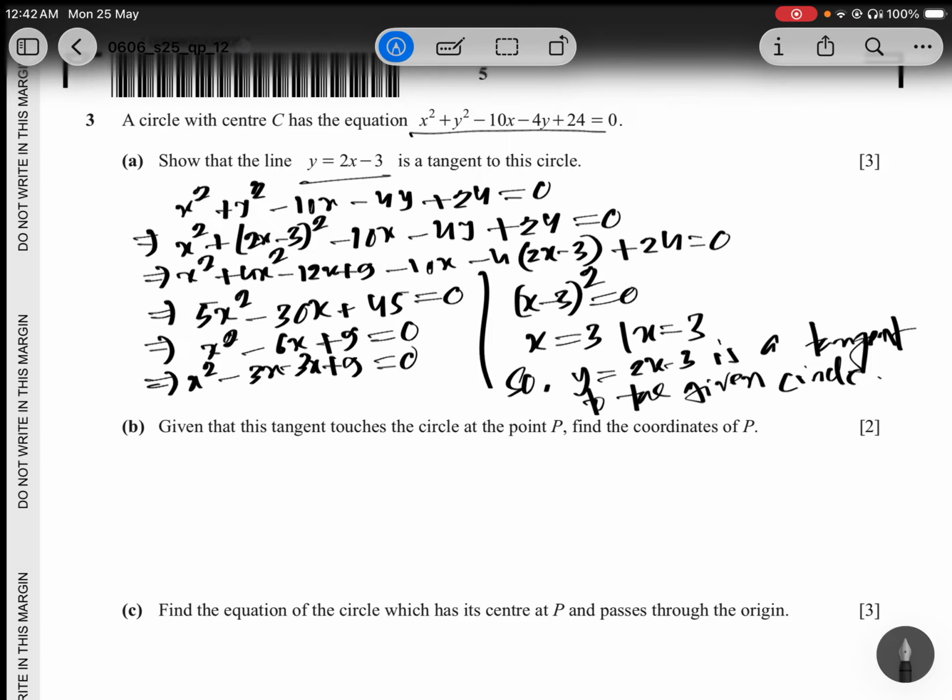Question number B. Given that this tangent touches the circle at point P, find the coordinates of P. Oh my god, it's a very easy one.